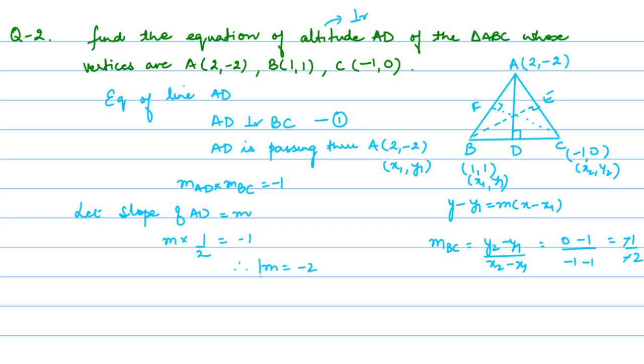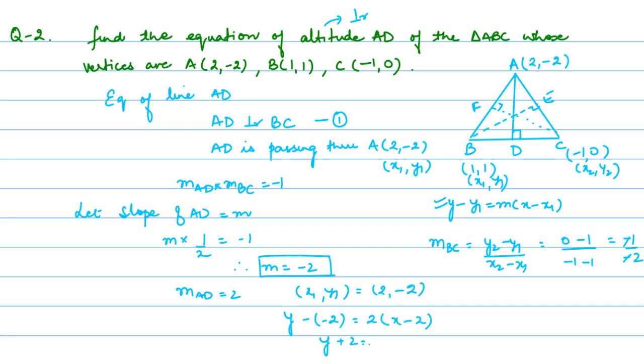M is minus 2. Therefore now we know the slope of our line. Now slope of AD is what? 2, and it is passing through which point? x1, y1 is 2 comma minus 2. Therefore we'll apply the formula for our equation, y minus y1 equals m times x minus x1.